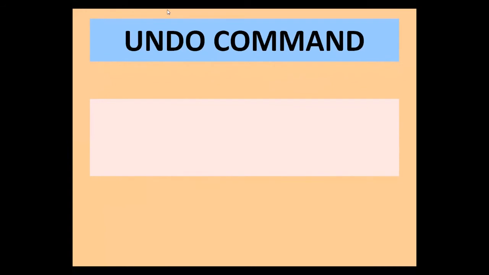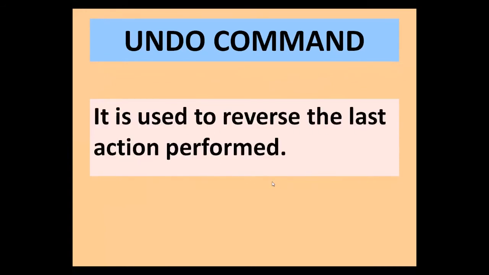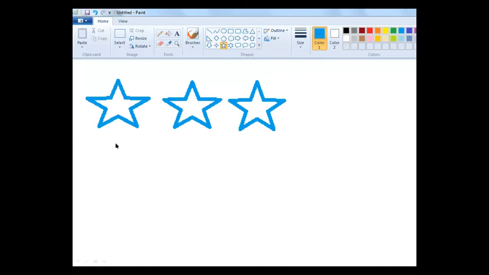So undo command, it is used to reverse the last action performed. For example, I make here 3 stars. How many stars are there? 1, 2, 3. Now if I want to get again 2 stars, so to move backward, I click on the undo button. So when I click on the undo button, third star will disappear. So I got again 2 stars. So undo button is used to move backward.